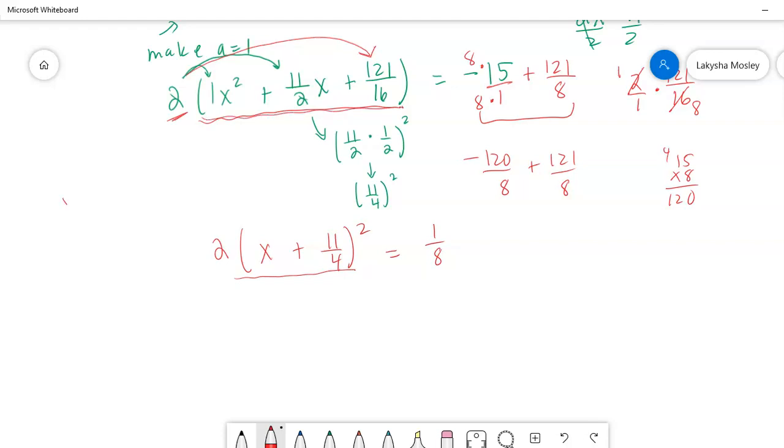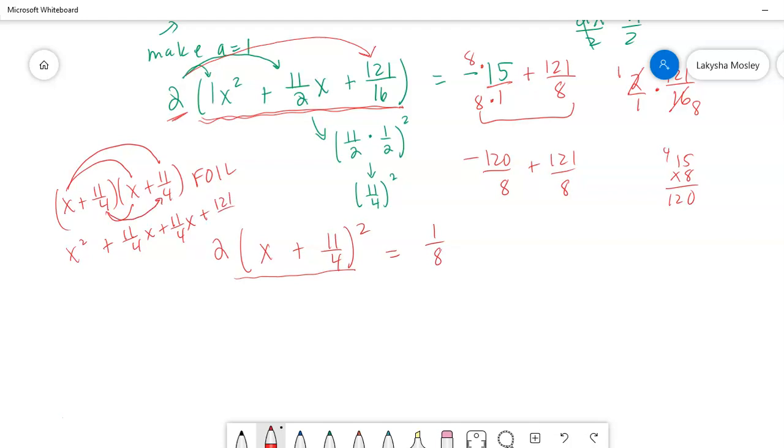So I'm going to do this scratch work. If I have x plus 11 fourths, I'm going to, again, FOIL this out. X times x is x squared. x times 11/4 is 11/4 x, inside 11/4 x, and last 121/16. And if we add these two together, we get x squared. We've taken care of this and that. We need to get an 11/2.